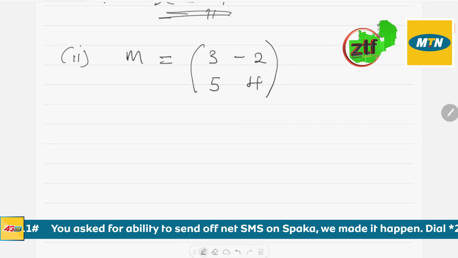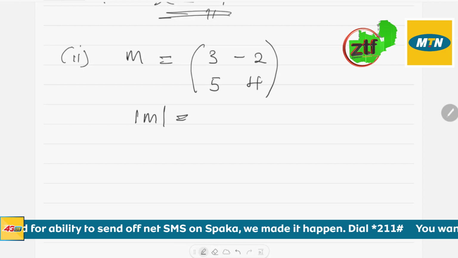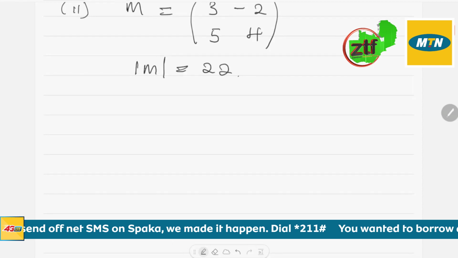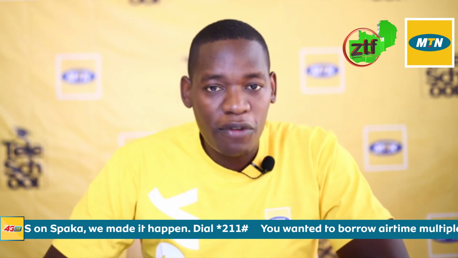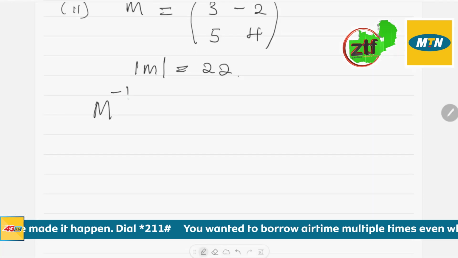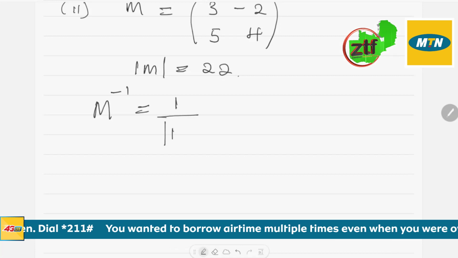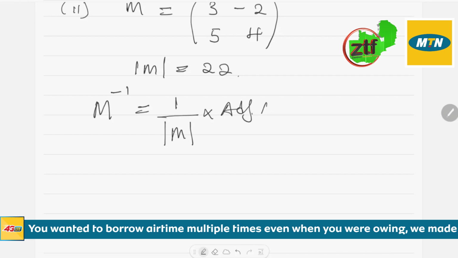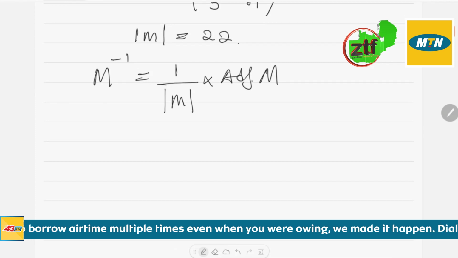And we know that the determinant of the matrix M is equal to positive 22. Now, we are asked to find the inverse of a matrix. The inverse of a matrix M, denoted by M raised to the power negative 1, is given by 1 over the determinant of matrix M multiplied by the adjoint of the matrix M.